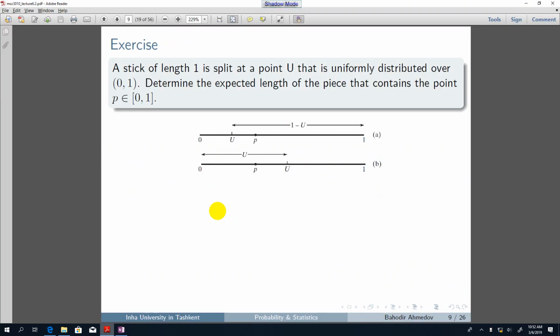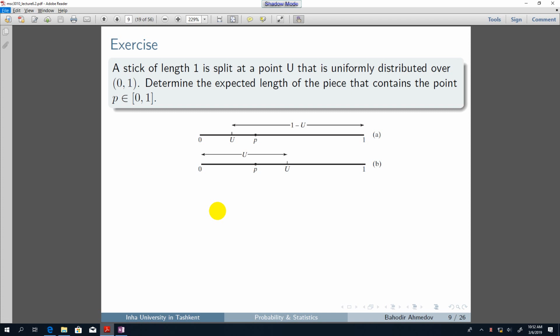For all the cases where u is less than P, the length of the piece which contains this point P is equal to 1 minus u, right? Because if this is u, then the rest is 1 minus u, because total length is 1. For all the cases when u is bigger than P, this is equal to u. So the piece of the stick which has this point P has a length equal to u.